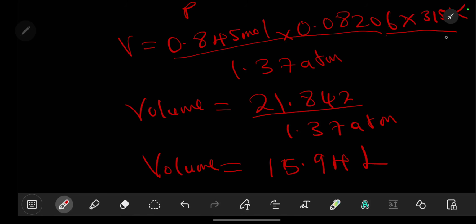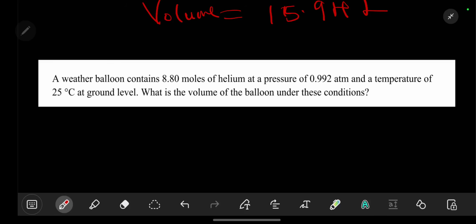Let's move on to our next problem. A balloon contains 8.8 moles of helium at a pressure of 0.992 atmospheres and a temperature of 25 degrees Celsius at ground level. What is the volume of the balloon under these conditions? As long as you have the number of moles, the pressure, and the temperature, just think of the ideal gas law.